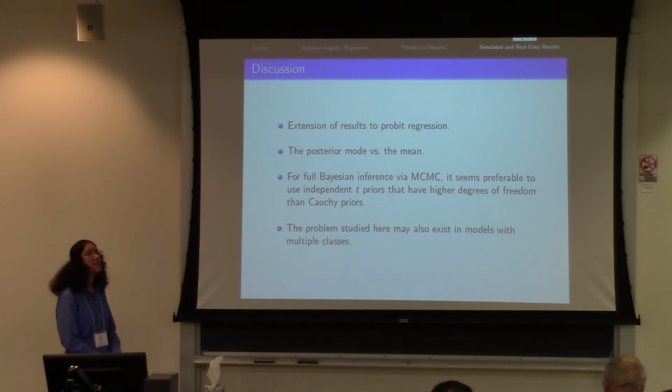So we think these results also can be extended to probit regression, and the non-existence result definitely can be. The existence result, again, is a little bit harder to show. And so in this case, we see that the tail behavior of the posterior is very different, and the posterior arising from the Cauchy prior has very heavy tails. And so what Gelman used was a posterior mode, which can have very different performance from using the posterior mean.